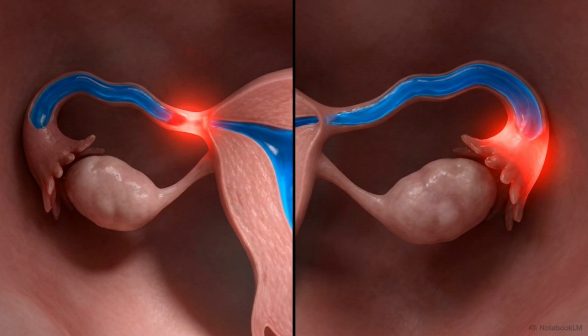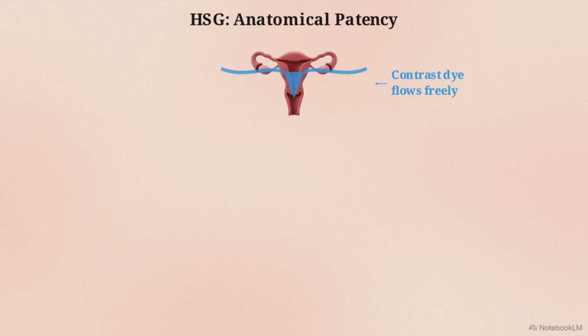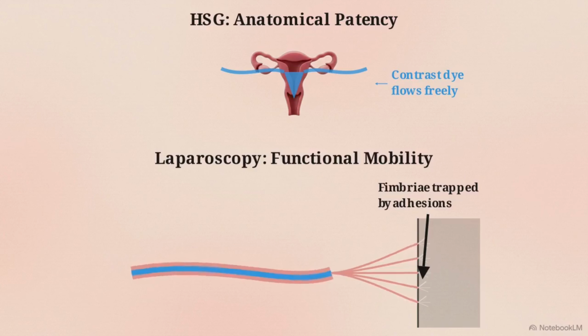This dynamic flow also reveals subtle functional restrictions. A tube might be open, but its fimbriae may be stiff or restricted in ways that static X-rays fail to capture. Chromopertubation delivers immediate, indisputable clarity regarding the true functional capability of the reproductive pathway.